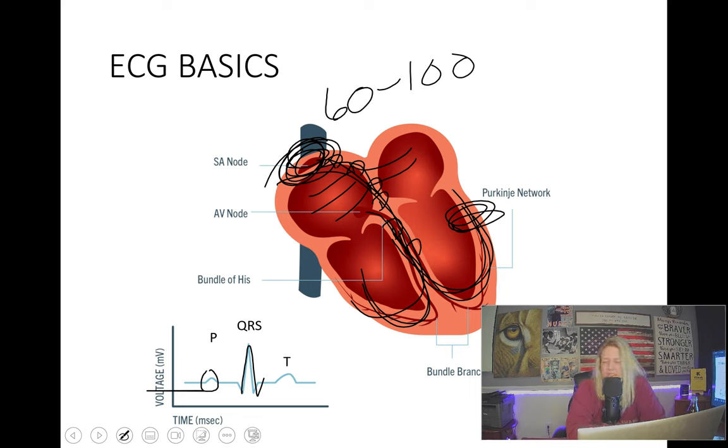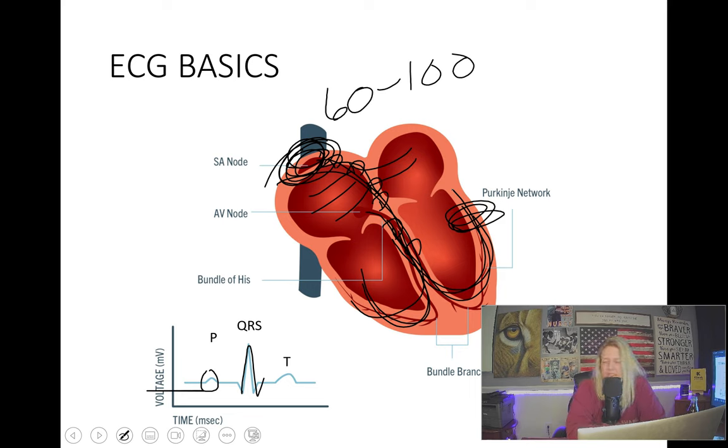So that's fast. So we do have an upright P, and I have a narrow QRS, which means I have a sinus rhythm.